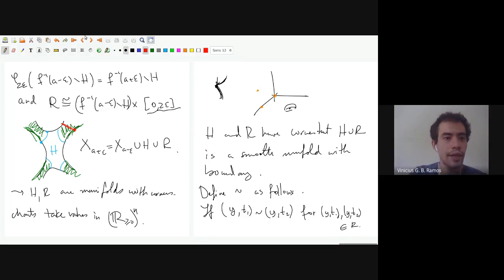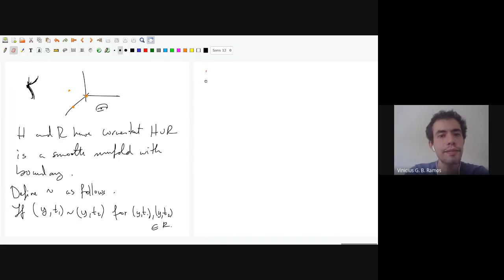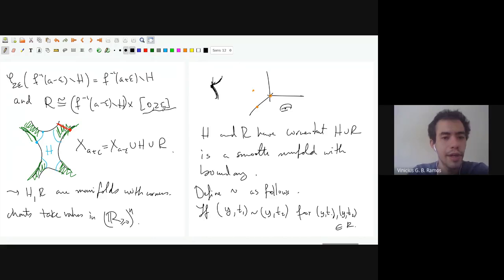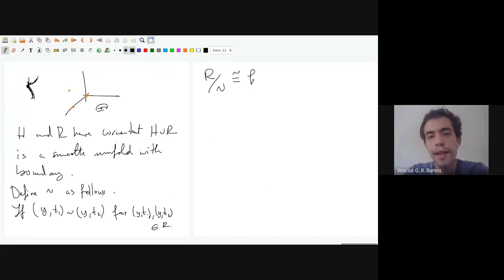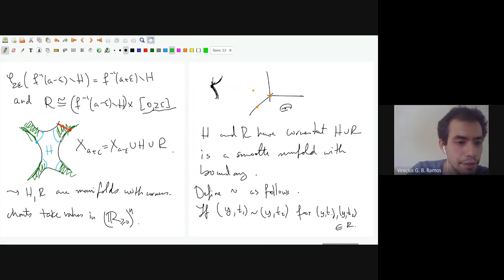Okay, so clearly when I mod R by this equivalence relation, all I'm doing is getting rid of this product part. This is just F inverse of A minus epsilon, minus H. So I end up with just this part, something that's homeomorphic at least to just this part. I'm just quotienting out by this direction. And then I'm going to do the same thing just with this part of H here.